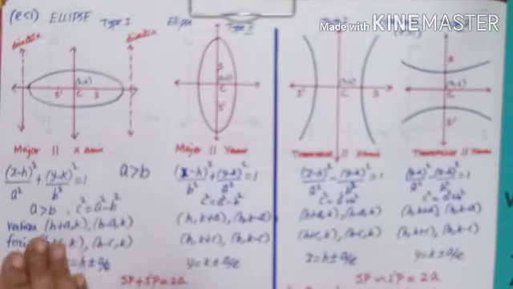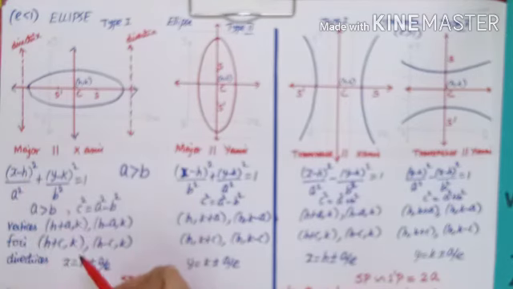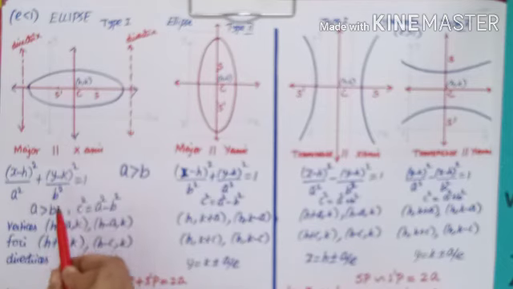Now, the second type of ellipse is just the reverse. Here we say x minus h the whole square by a square plus y minus k the whole square by b square equal to 1.